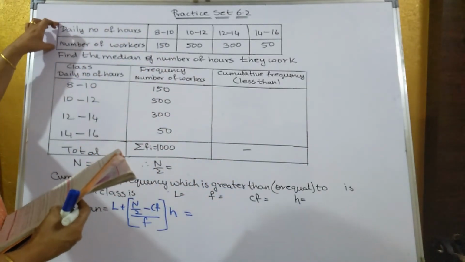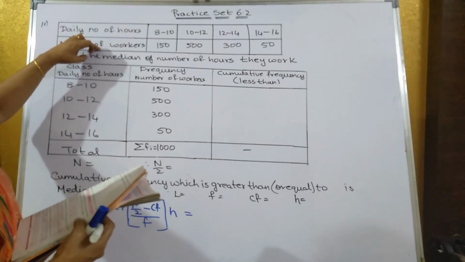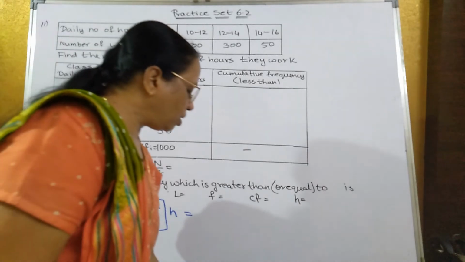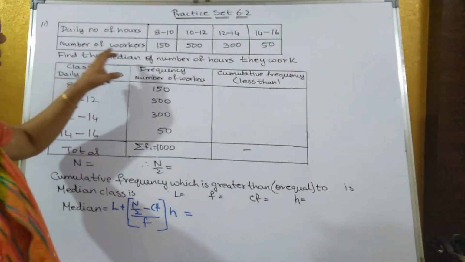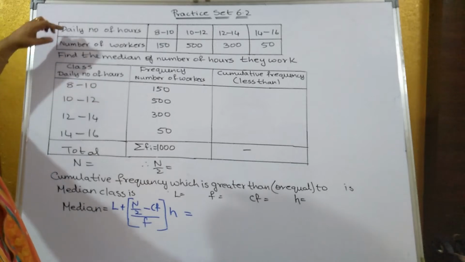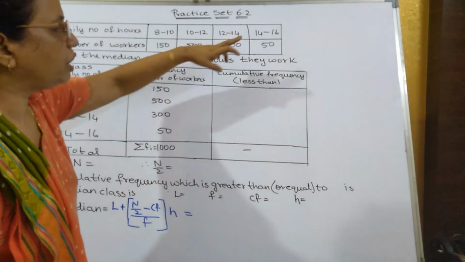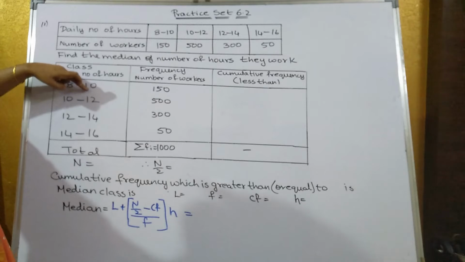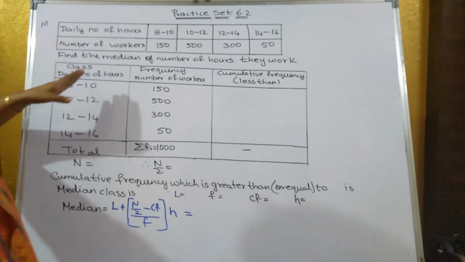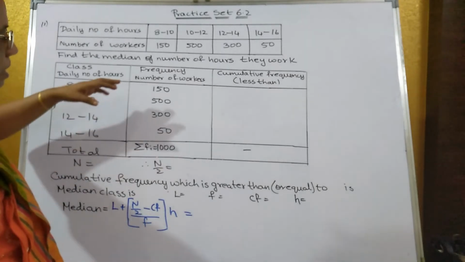The following table shows the classification of the number of workers and the number of hours they work in a software company. You have to find the median of the number of hours they work. Now in the class what will come? The daily number of hours they work, that is 8 to 10, 10 to 12, 12 to 14, 14 to 16. Here it is continuous. These two numbers are same, so they are continuous. If it is not continuous, you have to draw another column and make it continuous, which we have discussed before.